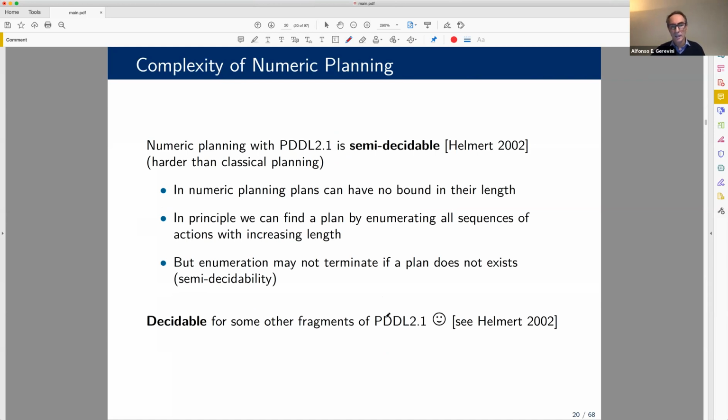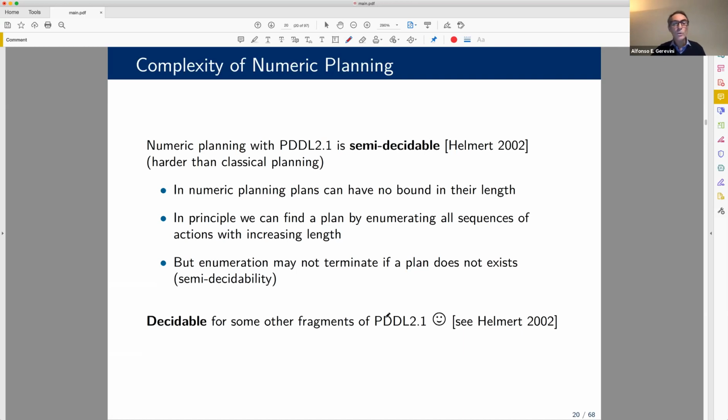It is semi-decidable. Intuitively, this is because numeric planning problems could have plans that have no bound on their length. Suppose that we have an action that increments a counter, and there is no upper limit on this counter. We can keep adding indefinitely. So the plan can be as long as we want. And in principle, we could solve the problem if it has a solution, where a solution should have a length that is finite, right?